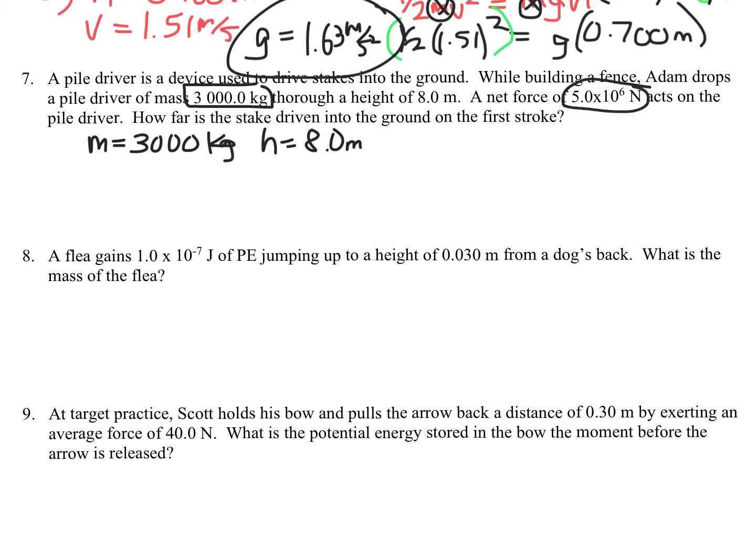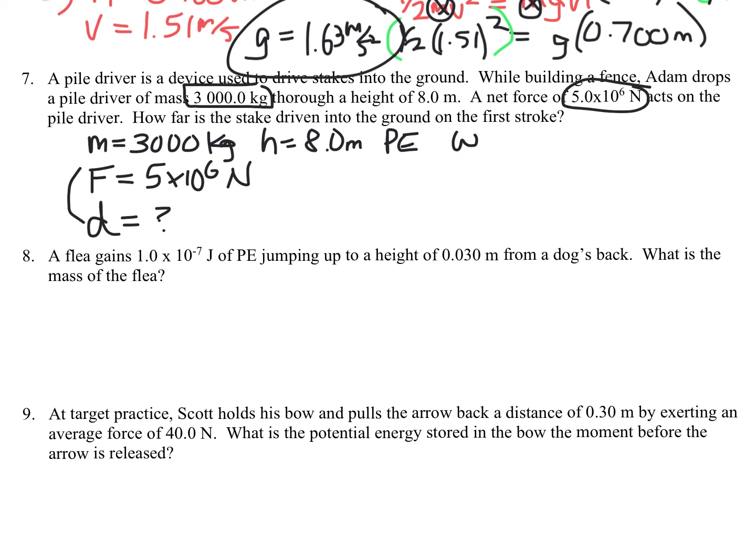Now the overall net force in this problem is 5 times 10 to the 6th newtons. That's a lot of force. How far is the stake driven into the ground? Wow, so how far is it driven into the ground is really asking me its distance. How far did it move? Wow, what a wide variety of information here. So let's think about this. I do have mass and height, so I can figure out potential energy. And then I've got force and distance. I know that's the equation for work. So how can I justify this somehow to figure it out?